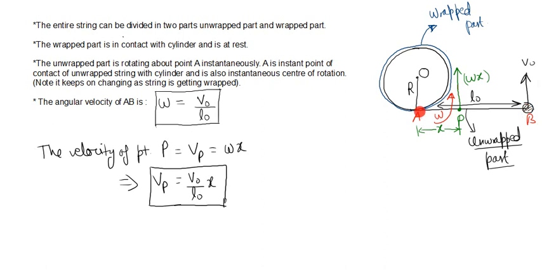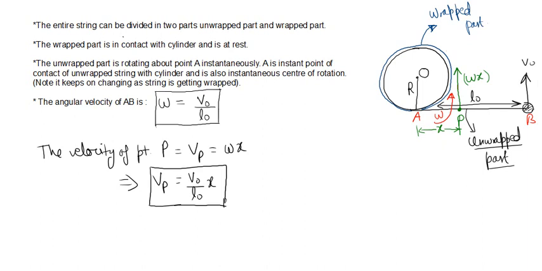Its instantaneous center of rotation will keep on changing. So its instantaneous center is at A at this instant, and its angular velocity is V naught by L naught. V naught is its linear speed and L naught is the radius. So angular velocity is V upon R, which is V naught by L naught. So at this instant, the angular velocity of the string is V naught by L naught.